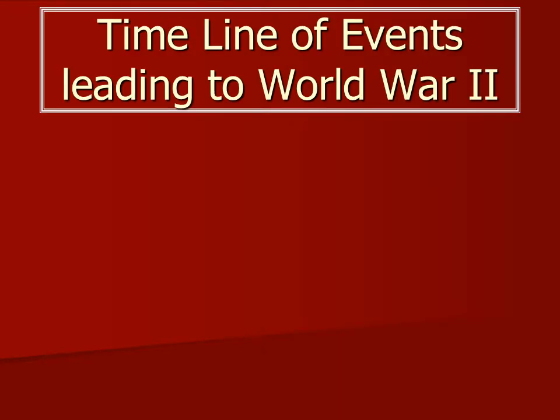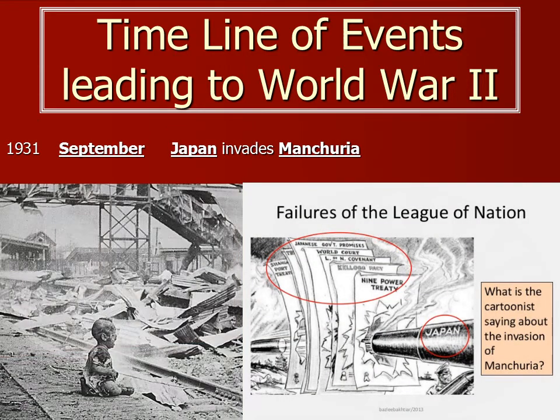Here's a timeline of events leading up to World War II, just a quick timeline of events that actually started World War II. The first of it being the Japanese invasion of Manchuria. I've already discussed that in the Stimson Doctrine, but you can see the picture down to the left of the child. We don't know what happened to the child, but this is one of the most famous pictures that was taken of the Japanese invasion of Manchuria in 1931.